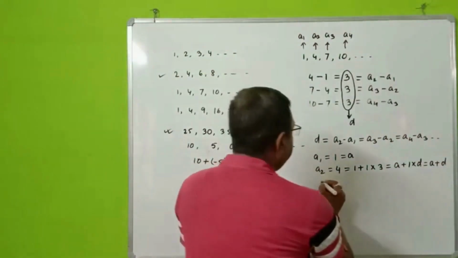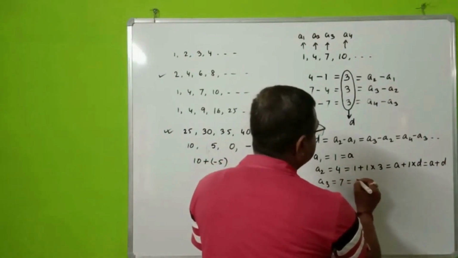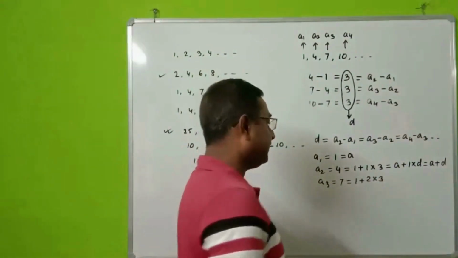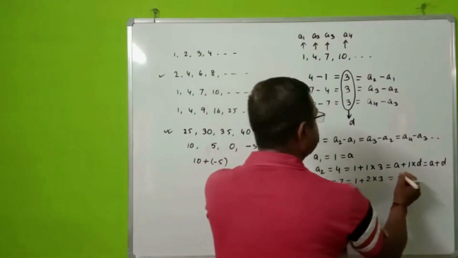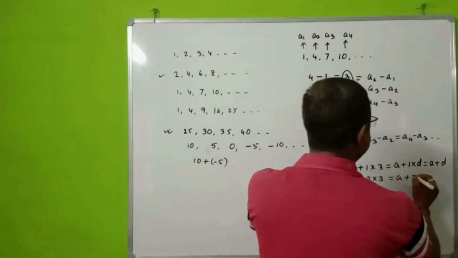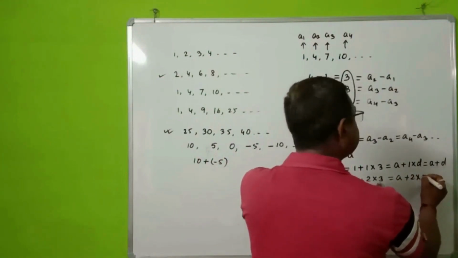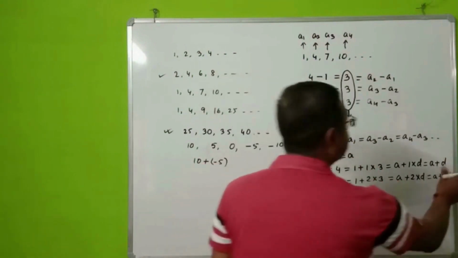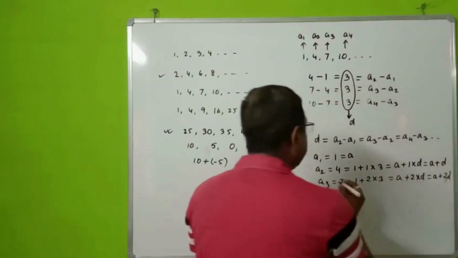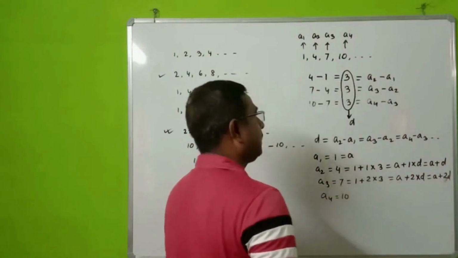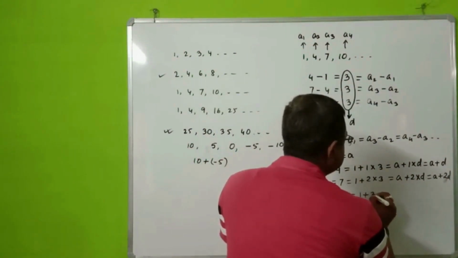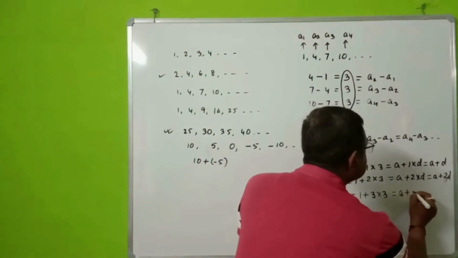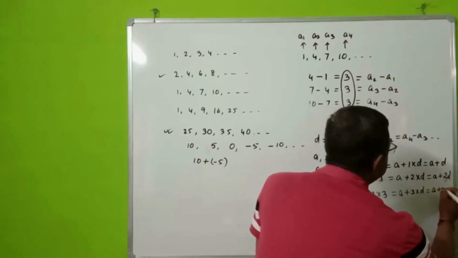Same way, a3 is given as 7, and it can be written in the form 1 plus 2 into 3. 2 into 3 gave us 6, and 6 plus 1 is equal to 7. So this 1 can be represented as a, the 2 will remain 2, and this 3 is our d. So a plus 2 into d, which is simply a plus 2d. Then the next term, a4, is given as 10. It can be written as 1 plus 3 into 3. 3 into 3 is 9, and 9 plus 1 is 10. So it can be written as a plus 3 into d, which is simply a plus 3d.